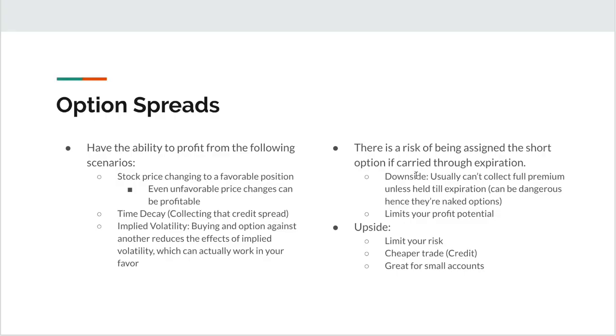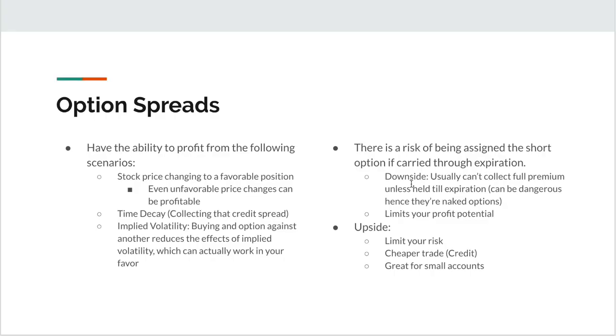Now let's talk about a little bit of the downsides. With the downside, you are at risk of being assigned the short option if carried through expiration. So if you carry the option through expiration and the stock surpasses that point, then you can get assigned that option contract, and you'd have to pretty much give away 100 shares of the stock.